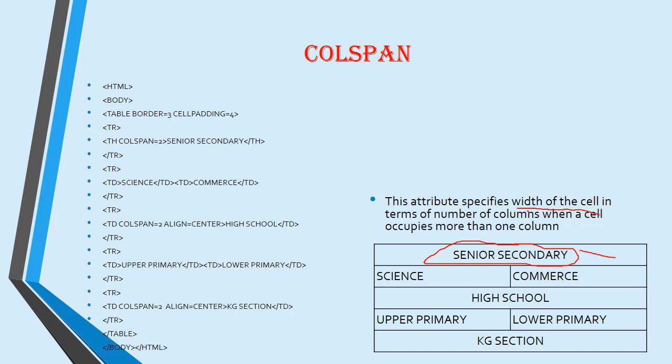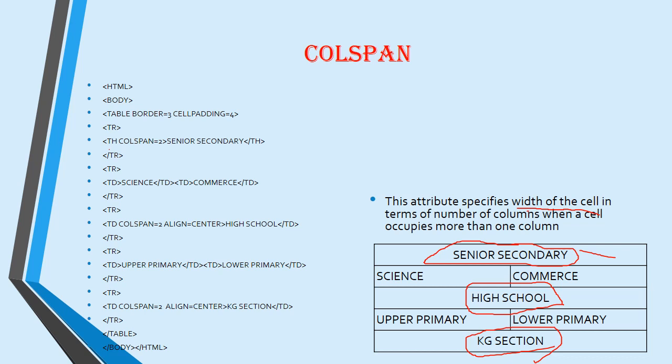I'm not using any colspan there. Next one also I had made 2 to 1. Here next upper primary, lower primary, then last KG section also I made to 1. So these 3 places I am using the colspan equal to 2. So you can just note it. Here border, cellpadding, I have just given the cellpadding as 4. Cellpadding, you know, it is the space between the content and the border.